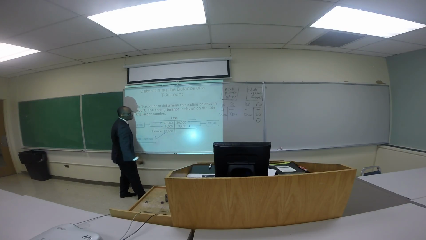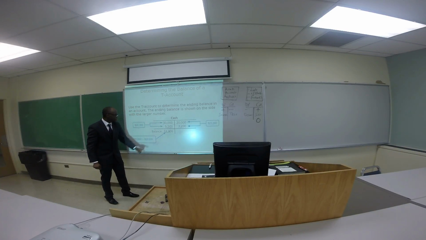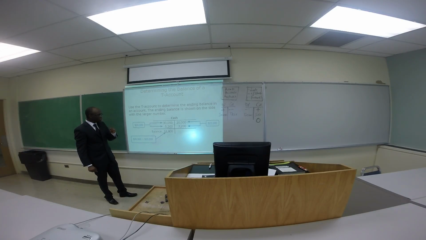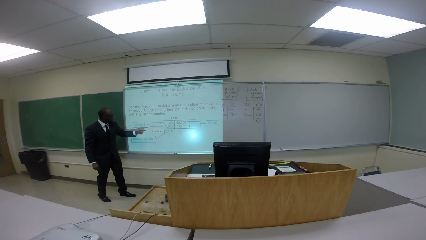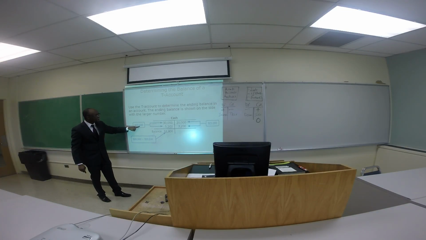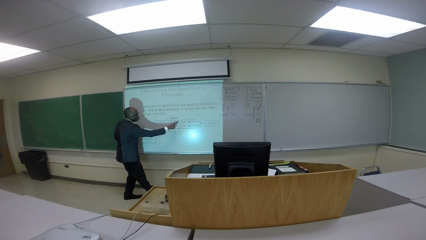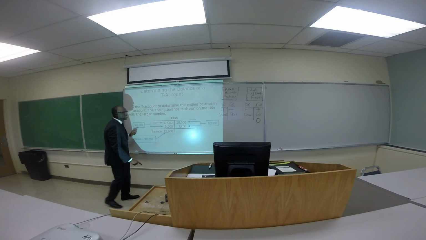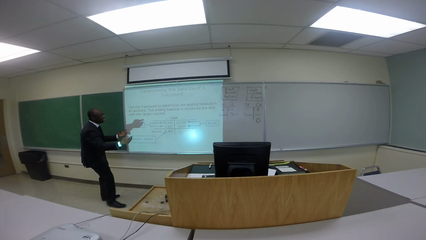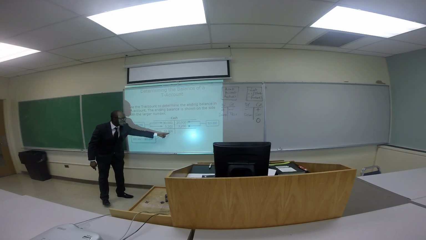Here we have a $20,000 decrease, a $5,500 increase, and a $3,200 decrease. So the question is, what is the balance of the cash account? We have two increases, totaling $35,500. We have two decreases, totaling $23,200. The difference between both is $12,300.